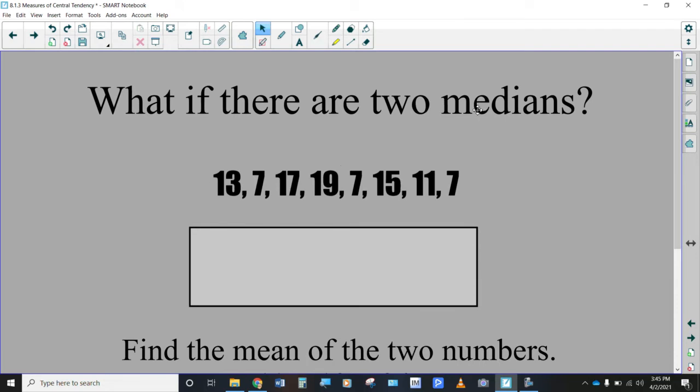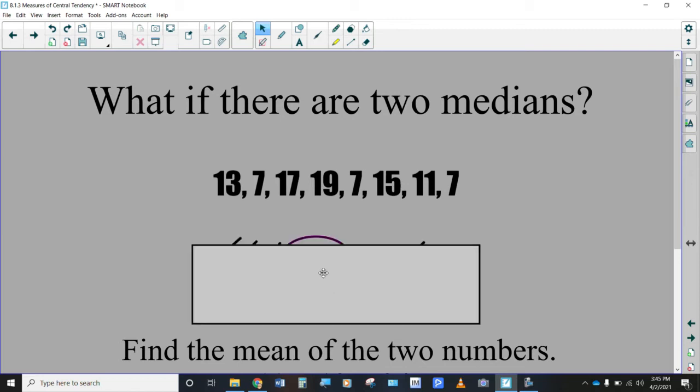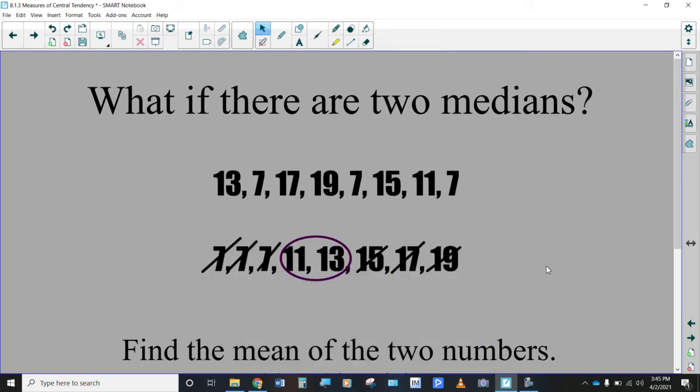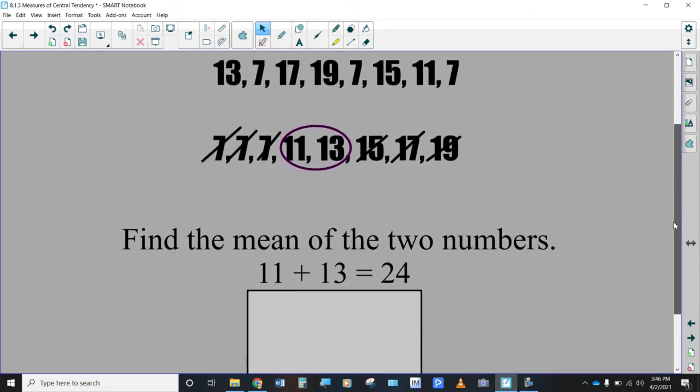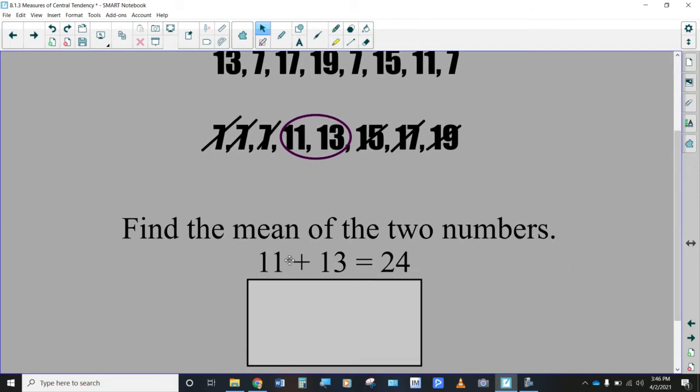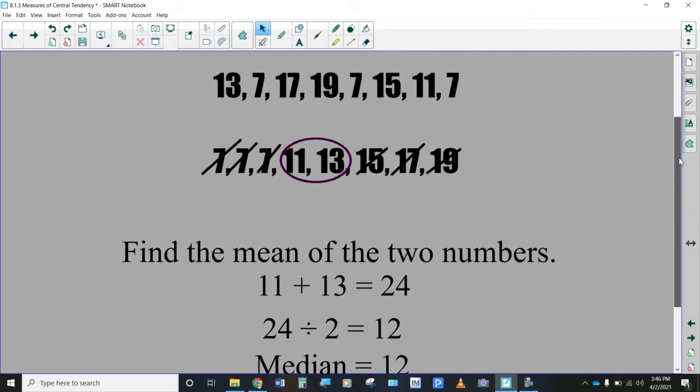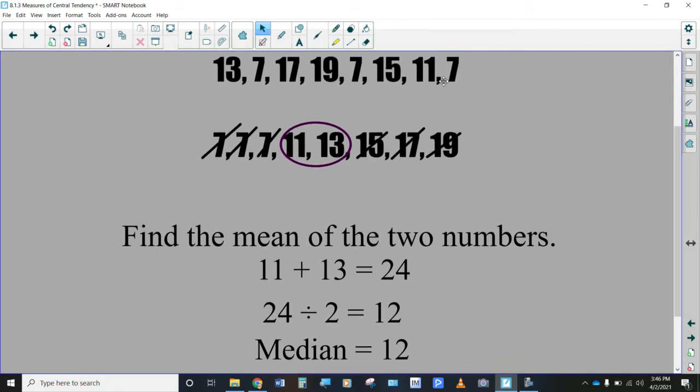Okay, so what if there are 2 medians? All right, let's go ahead and do the exact same thing here. Now we're going to see where you're going to have 2 numbers in the middle, and you'll have to find the mean of those 2 numbers. So putting them in order from least to greatest, we end up seeing it looks like this. So now what is the mean of those 2 numbers? To find the mean of those 2 numbers, you're going to just add them together and divide by the number of numbers. So 11 plus 13 is 24. What is 24 divided by 2? It is 12. So in this situation, while 12 is not actually any of the numbers in this data set, it is considered the median.